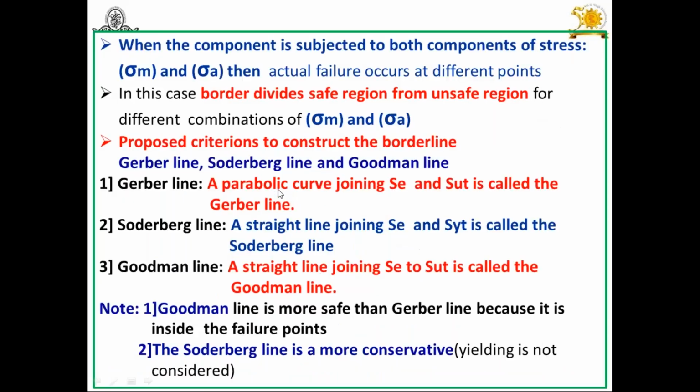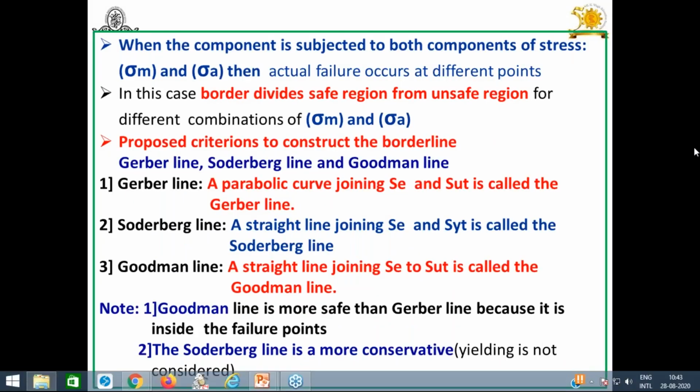Now let us see. On the next slide, I have written these things also here. You will get this when the component is subjected to both stresses. Both means sigma M and sigma A. There is a magnitude, and during that time, the border lines divide the safe region and unsafe region for different combinations of sigma M and sigma A.